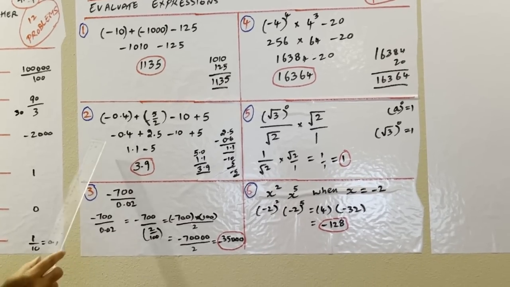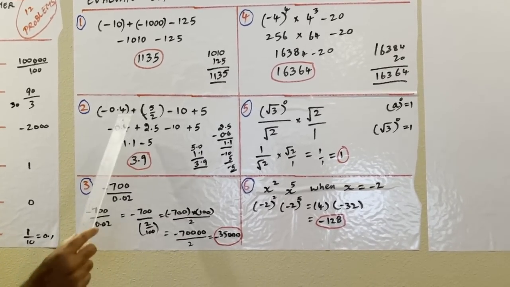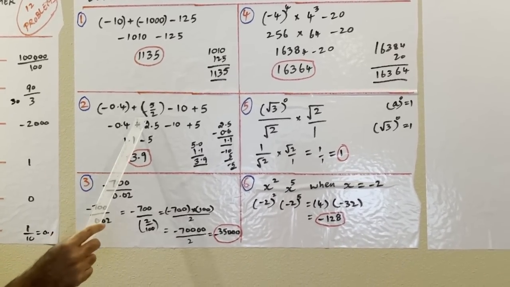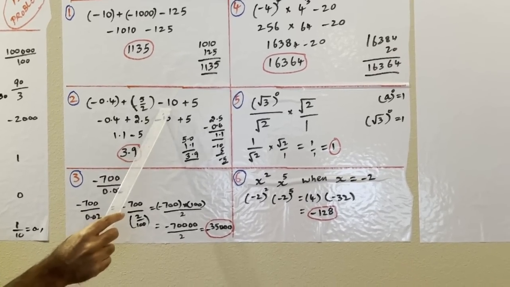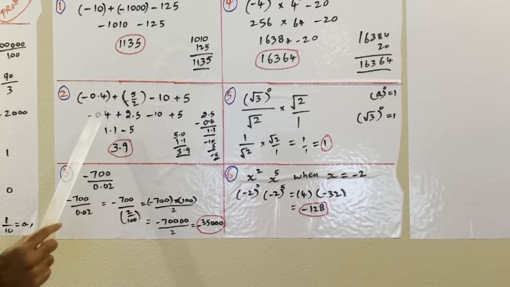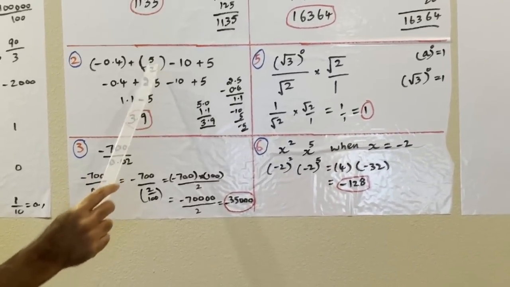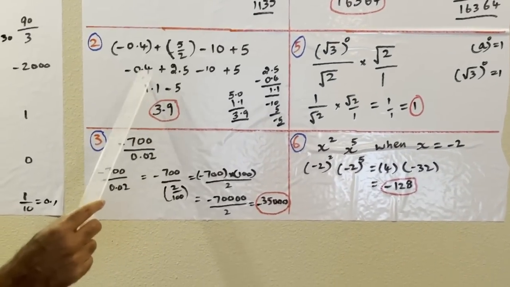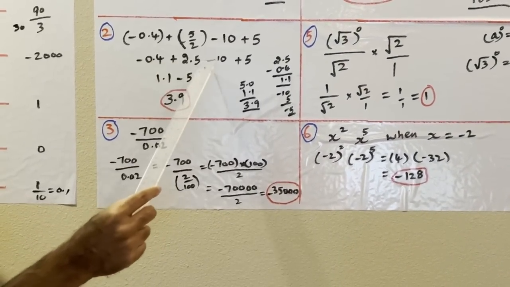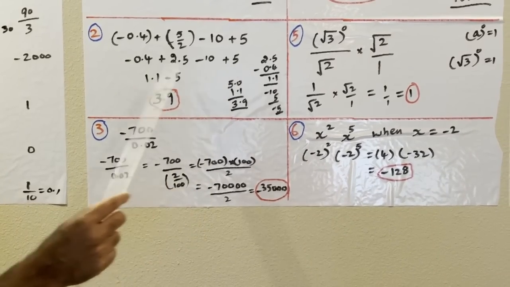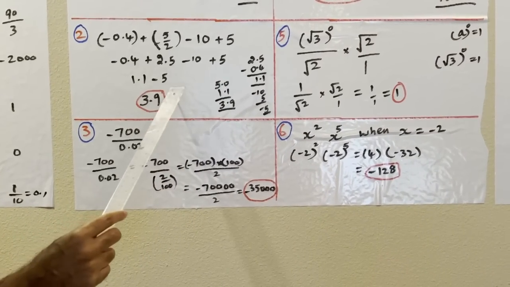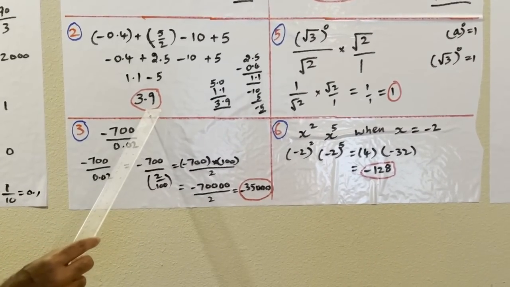Let's move here. This involves decimals and fractions. -0.4 plus 5 by 2, -10, 5. So 4 items are there. You have to evaluate the parentheses. So 5 by 2 is 2.5. So -0.4 plus 2.5, -10 plus 5. Evaluate these. 1.1 minus 5, 3.9 is the answer.